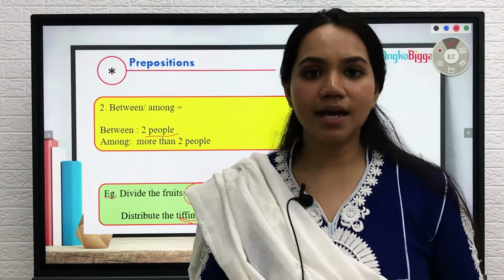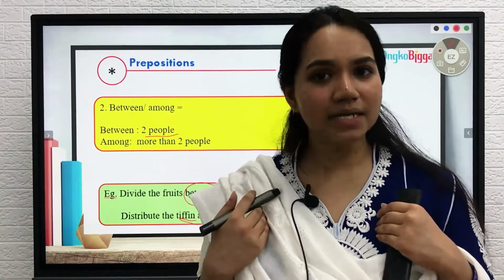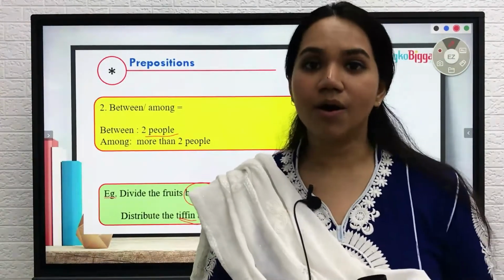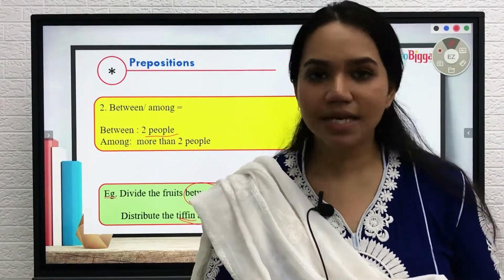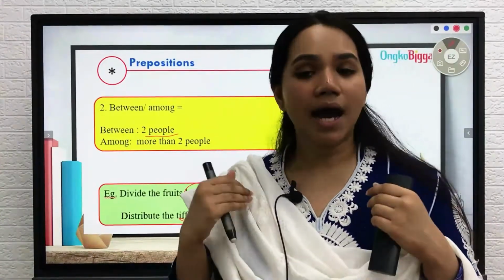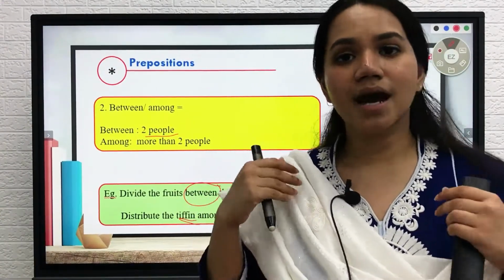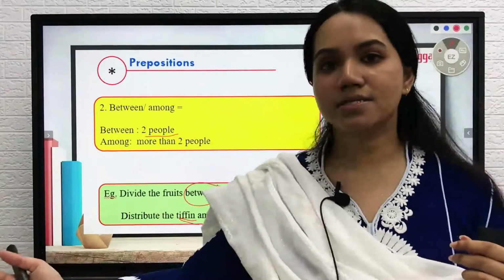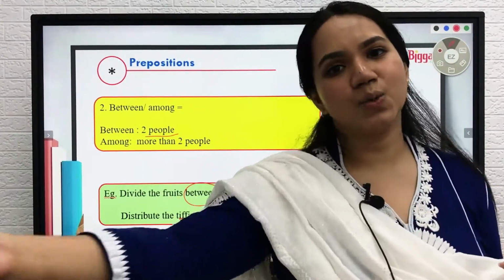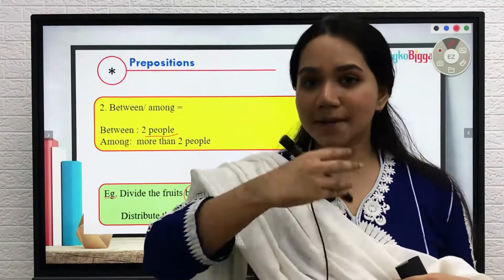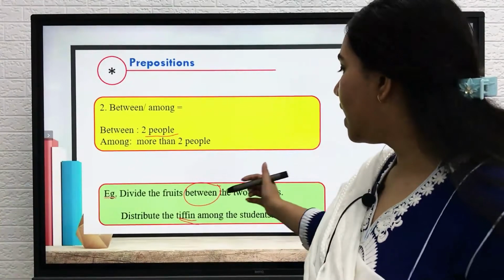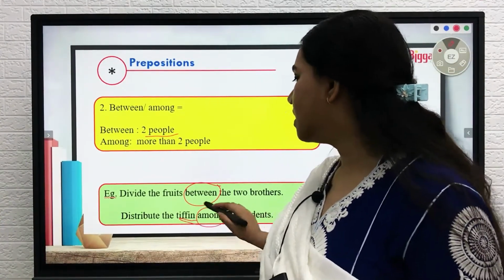So, if I say, I am explaining this lesson between you guys, I will be wrong. Why? Because once again, there are not just two people. I should rather be saying that I am explaining this lesson or I am spreading this information among you all. Why? Because I am assuming that there are more than two people in front of me. Therefore, I will be using the word among.